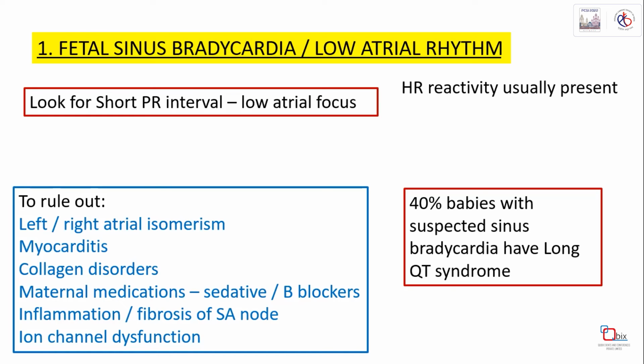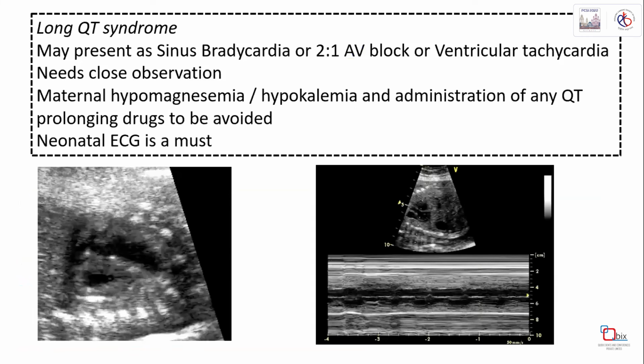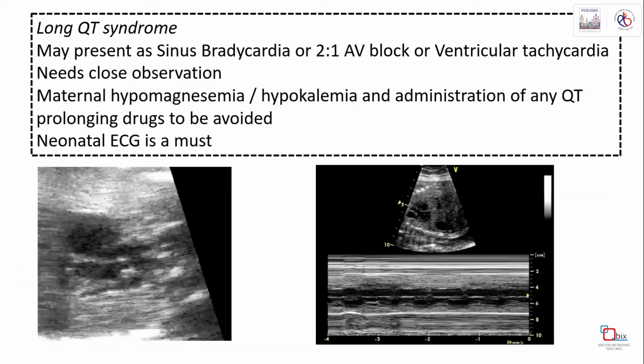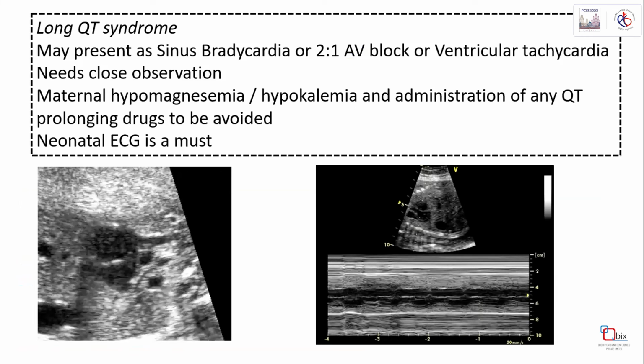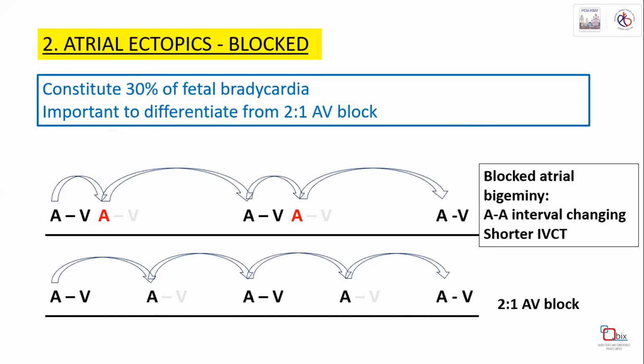You do not have IVC interruption or any evidence of atrial isomerism. Check maternal antibodies and rule out any maternal medications. Once that is done, most of the times nothing actively needs to be done. Long QT can present as brady initially, or blocks, or even torsades, so ventricular tachycardia. So there are multiple presentations of long QT. Avoid QTc prolonging drugs for the mother and ensure normal magnesium and potassium for the mother. The baby's ECG is a must at birth whenever you have sinus brady.